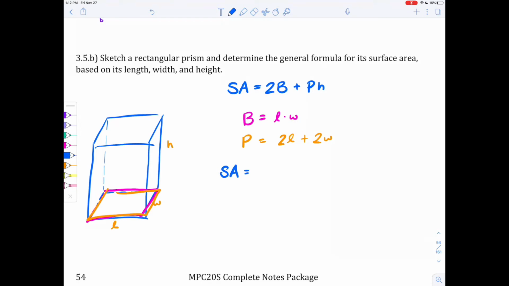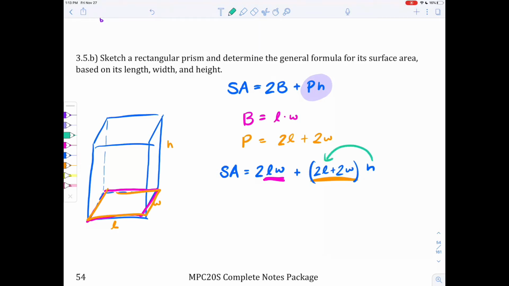So my surface area for a rectangular prism would be 2 times length times width, because length times width is the same as the area of the base, plus my perimeter, which is 2L plus 2W, which is the same as my perimeter of the base, times my height. Notice that when I plugged this in, I had to put brackets around it, because I want to multiply the perimeter as a whole by my height. If I did not have those, I would only be technically multiplying part of my perimeter by the height. So the brackets there are important.